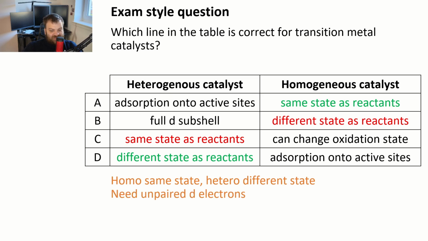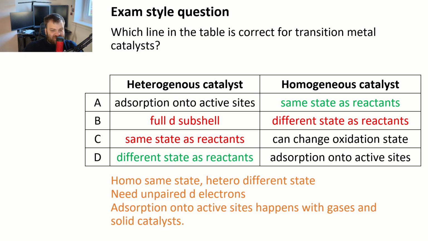We do need unpaired d electrons to be able to form those bonds with the reactants. That would rule out this example here. When we're discussing adsorption, we are talking about something like a gas coming onto the surface of a solid catalyst. This would make it heterogeneous and not homogeneous, and that gives us the correct answer of A. Catalysts will need to be able to change oxidation state as they react, but that still leaves us with A as being the correct answer.